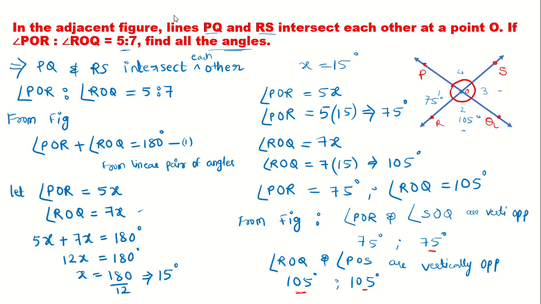Okay. So the first problem was based on linear pair of angles and the second example was based on intersecting angles. If you well understood the topics, linear pair of angles and intersecting angles, you can solve these examples very easily. Okay. So let's do one more example.